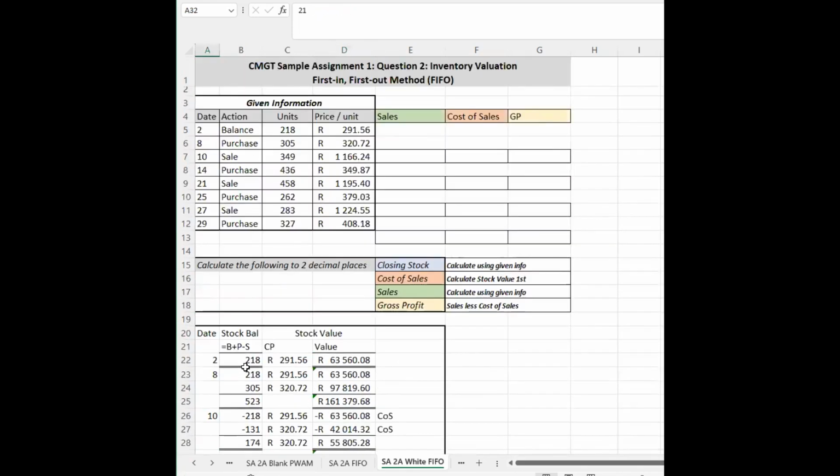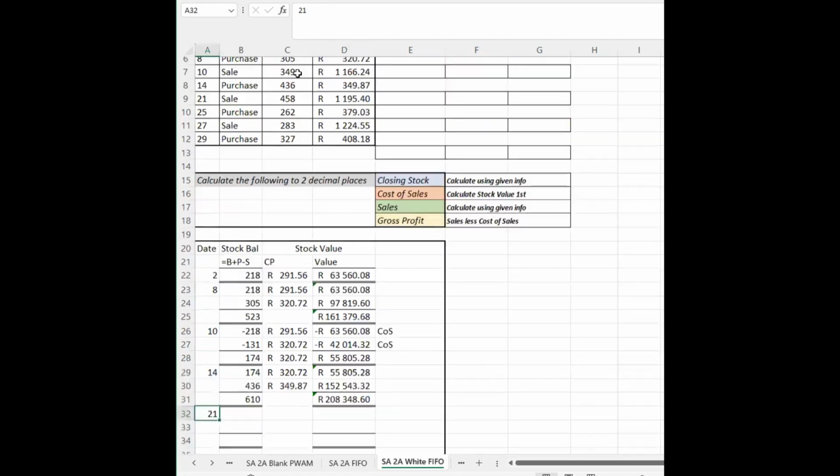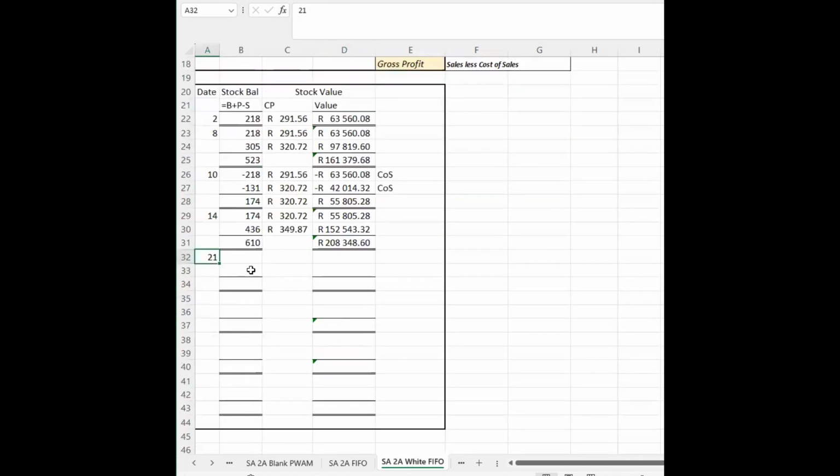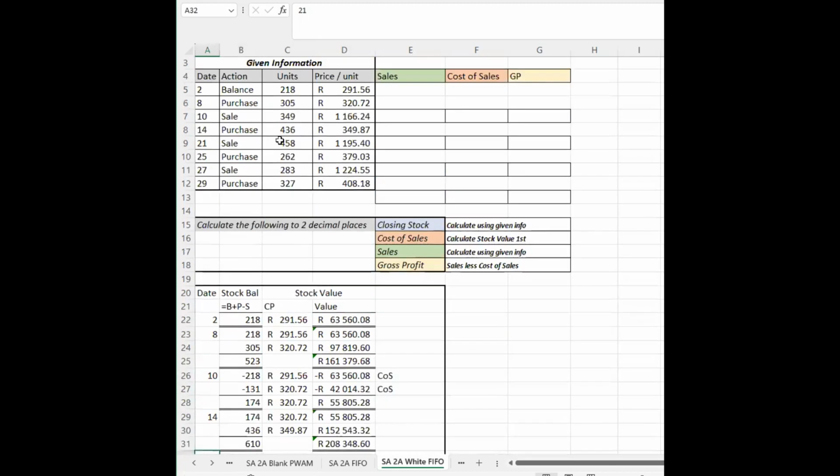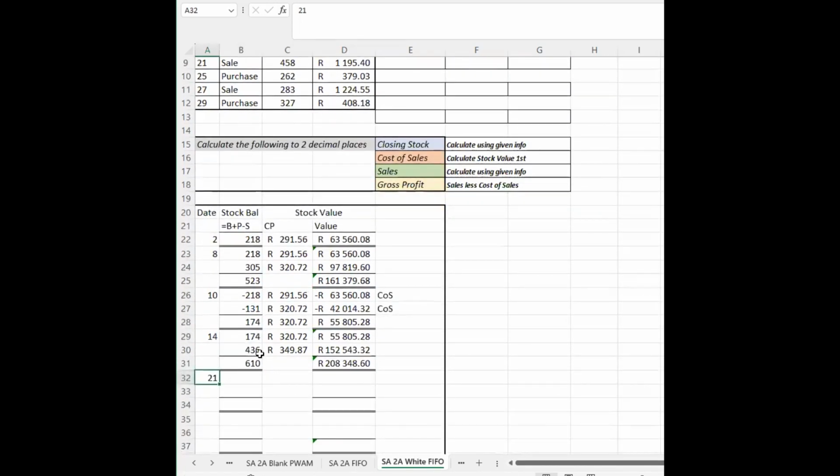Okay. On the 21st, what is happening? On the 21st, we have a sale. The sale is for 458 units. 458 is clearly more than 174. So all 174 units that we are holding at 320 is going to be sold.